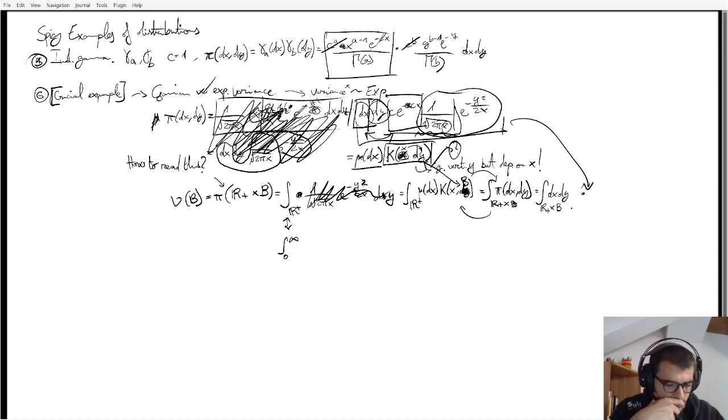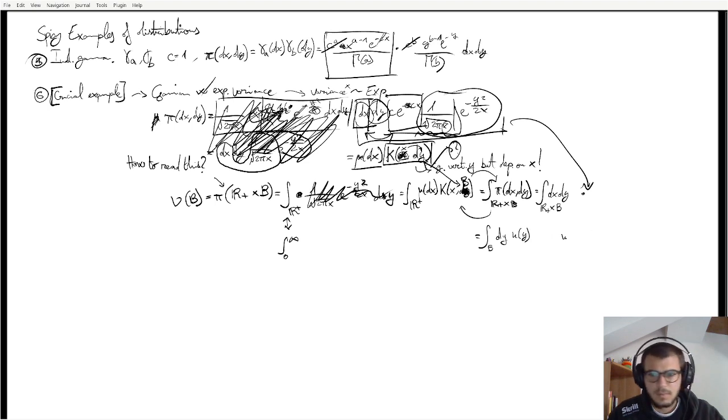And now this corresponds to the integral over B, dy n of y, where n of y is the integral from 0 to infinity of all this thing here, right? Correct.